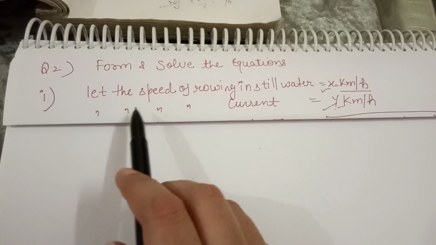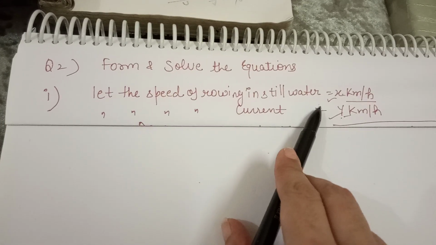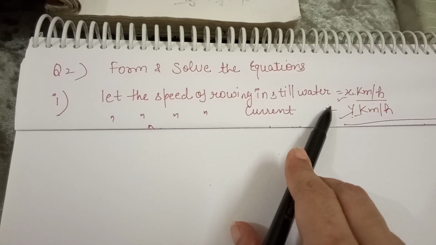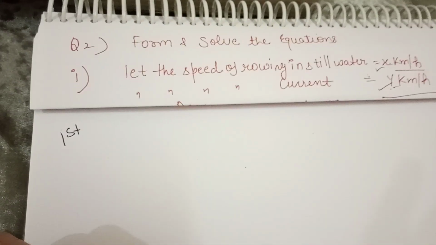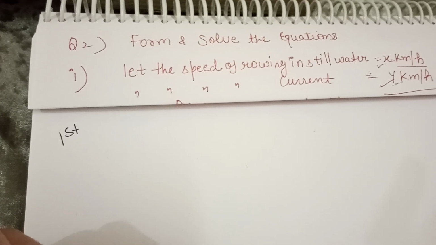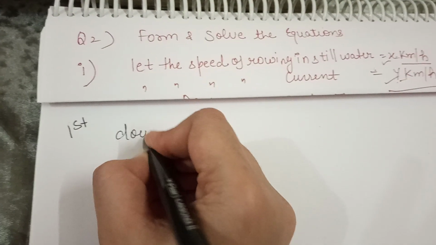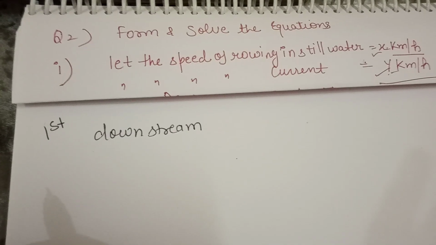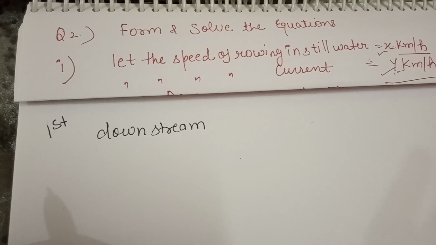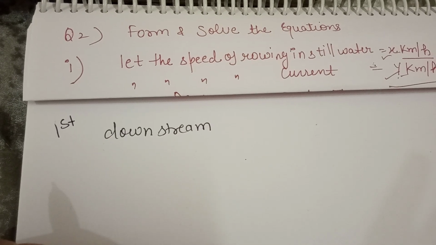So now let's form the equation. We have let the speeds of still water and current. Now we will form the equations according to the given conditions. So first condition, you read the first condition. The first condition is of downstream. And when will you read it properly? Ritu can row downstream 20 kilometer in 2 hours.